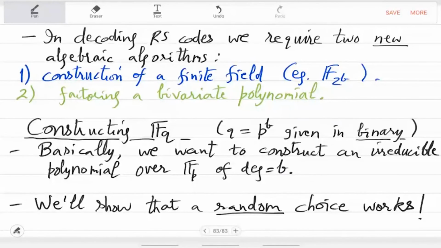Have you seen this calculation before? This is sometimes done in a discrete maths course. It uses the Mobius function. Yes, for the exact count it does, but I will not need the Mobius function. I just want an estimate.